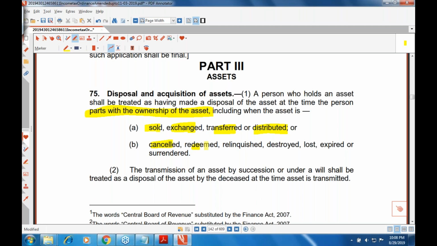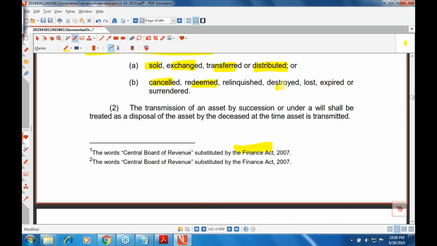Or cancelled, redeemed, relinquished, destroyed, lost, expired, or surrendered. These usually are the terminologies more relevant to shares and debentures, etc. So basically, all this is going to be considered as disposal.